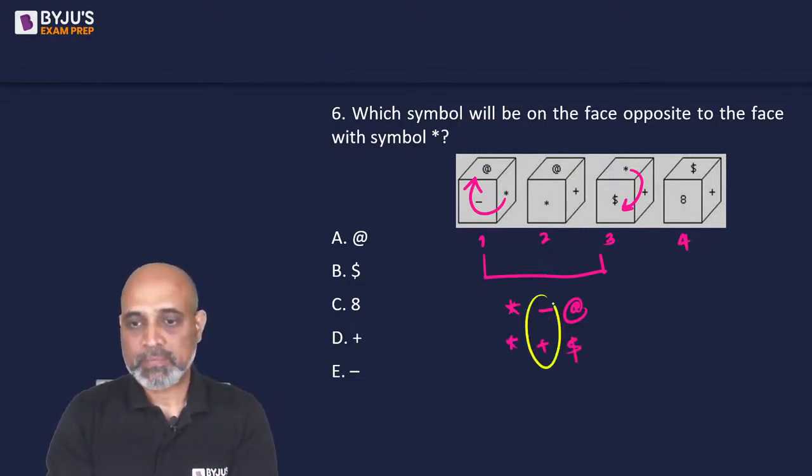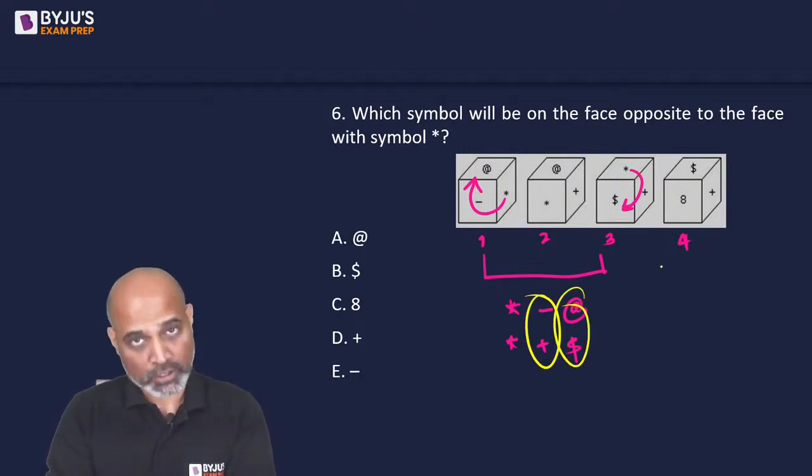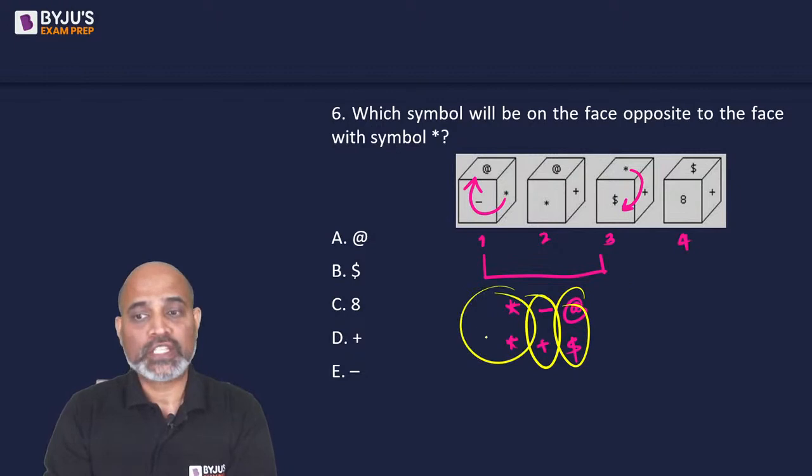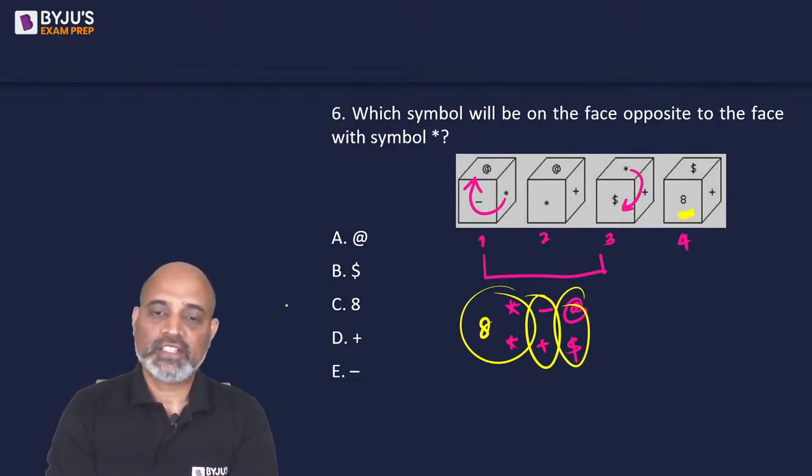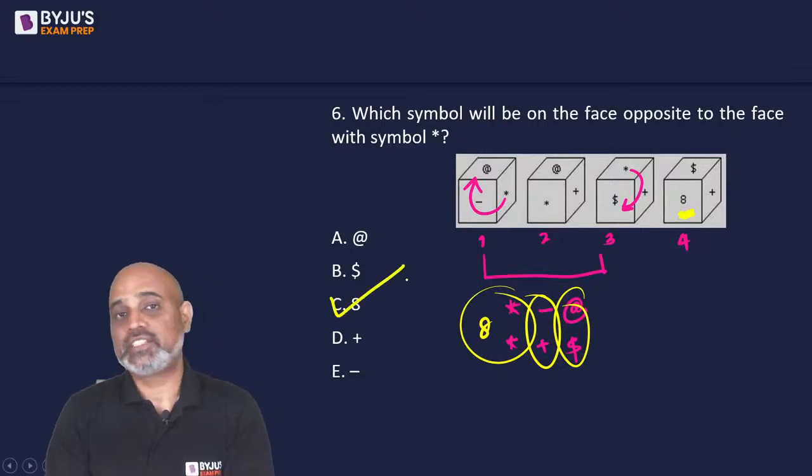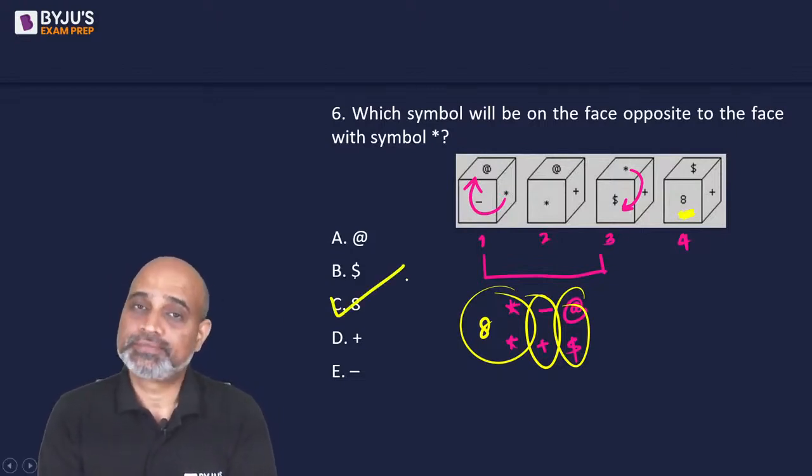So minus and plus are going to be opposite to each other. Dollar and at are going to be opposite to each other. So which symbol are we going to have opposite to asterisk? Which symbol did we not write so far? It's 8. 8 was not written yet, right? So 8 is the sixth symbol that is supposed to be opposite to asterisk.